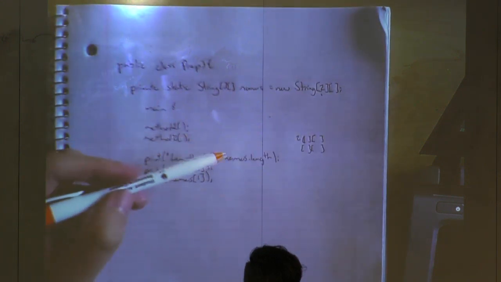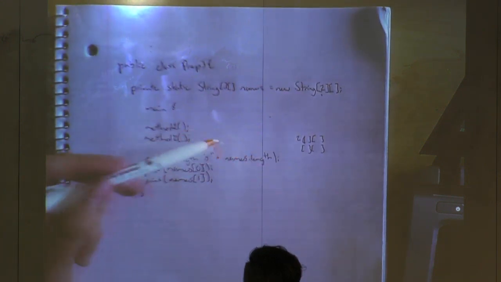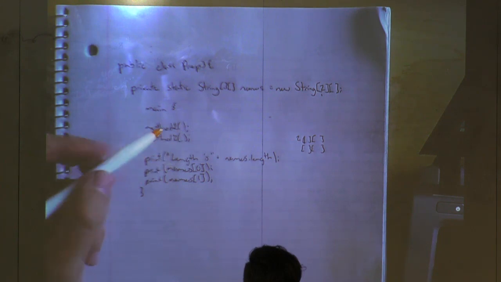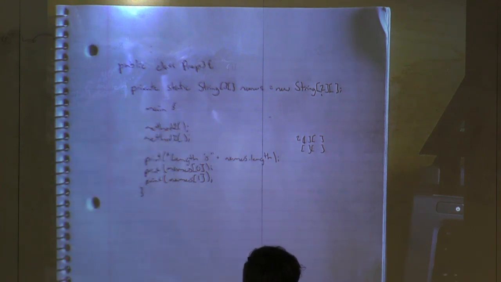length is, and then the length of the names array. So, oh, this is really long. I don't know if I'm going to be able to write all of this out.